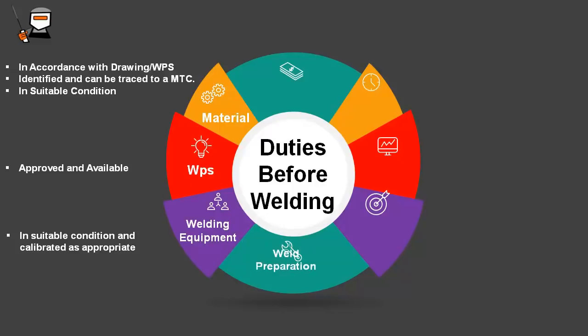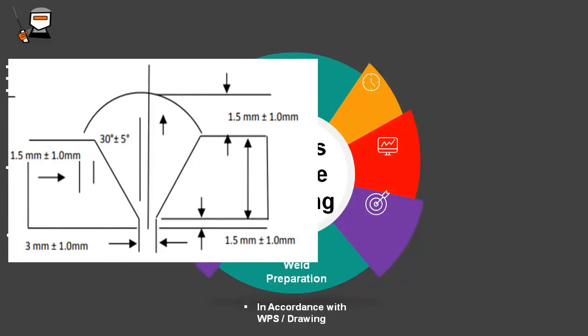Weld preparation. Weld preparation dimensions should match the WPS. In this image you can see the weld preparation dimensions mentioned in the WPS. First of all, we will discuss cap height. It is mentioned as 1.5 mm with a tolerance of plus minus 1 mm. It means cap height should be 0.5 mm to 2.5 mm. The second dimension is bevel angle, and according to this WPS, the bevel angle is 30 degrees with a tolerance of plus minus 5 degrees. It means the bevel angle should be between 25 to 35 degrees.